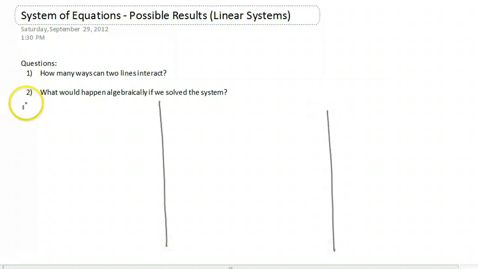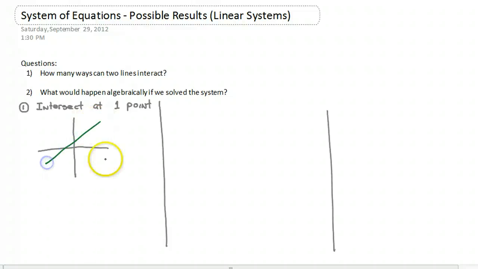The first way is the lines could intersect at one point. So that is a case where if we were to draw a quick sketch here, we had two lines. I don't really care what they are, but what happens is those lines intersect at one point.